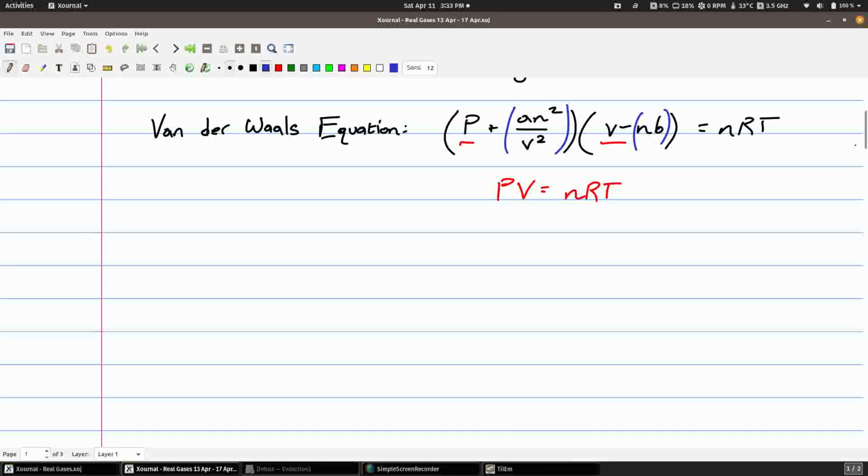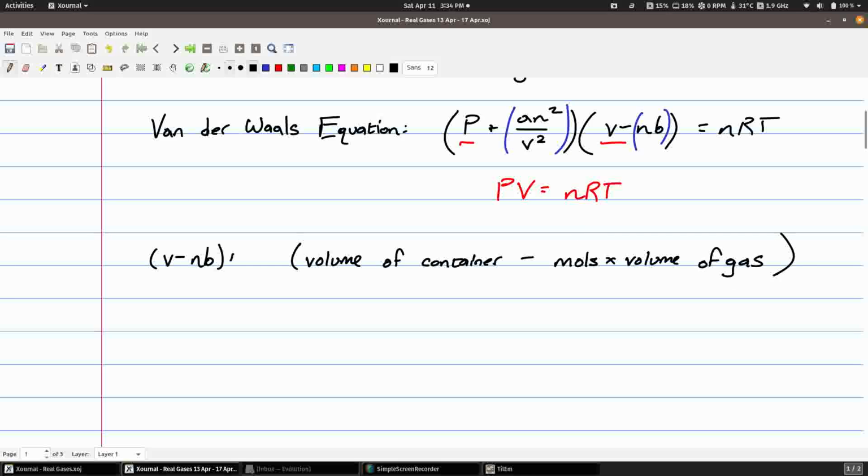So what does that mean exactly? V minus nb is the volume of the container minus the moles times the volume of the gas. So what it's taking into account is that each molecule has volume. So you have the moles of the gas times that property. It's going to be a value provided to you.